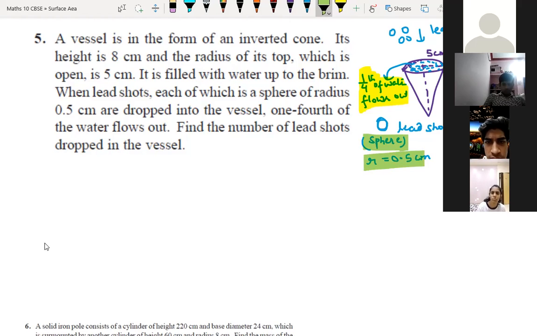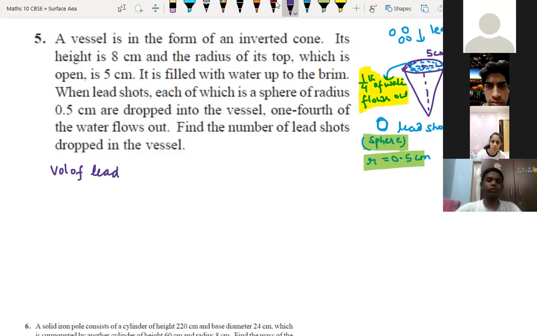So the question is, find the number of lead shots dropped in the vessel. How many lead shots are you putting inside the vessel? So what can we write here, children? The volume of lead shots is equal to 1/4 of the volume of the cone. Can we write like this, children?